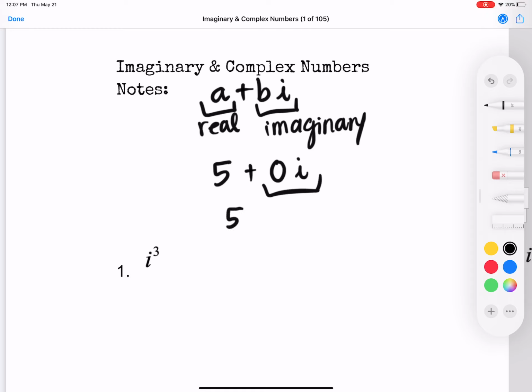So this is really just 5, but just keep in mind that even our regular numbers like 5, 0, -1, -15, they could be written as a complex number, okay? I just wanted to show you that. But anyways, just keep in mind that complex numbers are written in this format. You write the real part first and then your imaginary part.